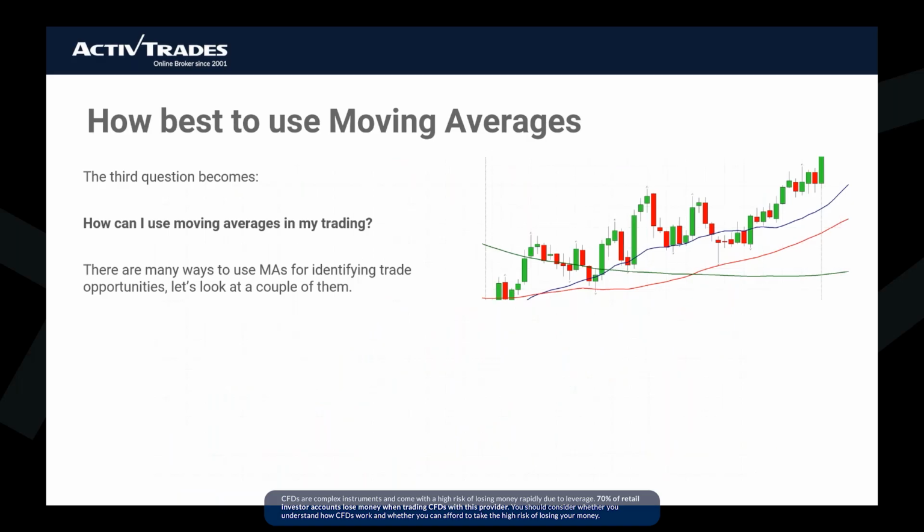So if we've talked about what moving averages should be used and about what time period should be used, then naturally it leads us on to the third and some might say the most important question, namely, how can I use them in my trading? How do I actually use them to help me make better trading decisions and be a better trader and investor? And so there are many ways to use moving averages for identifying trade opportunities. So why don't we have a little look at a few of them?